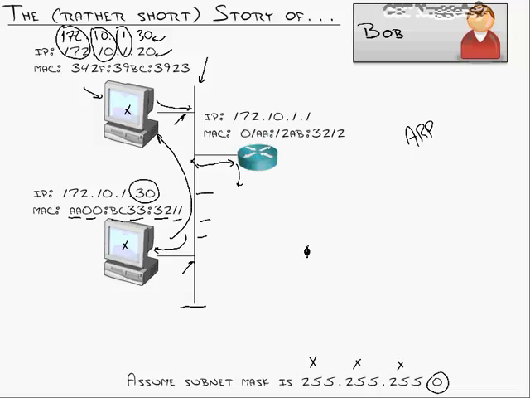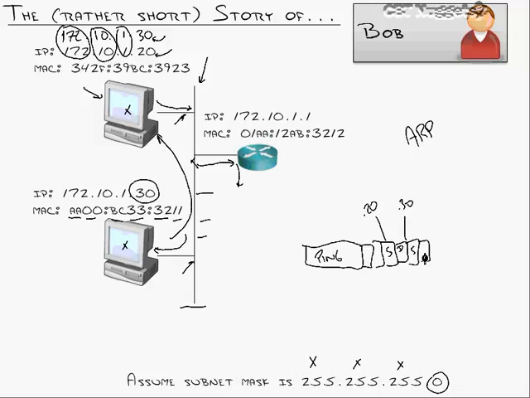If we were to look at the packet, we have the data, that's Bob. It's the ping message saying, hello, are you alive? And then we have the port number information, the source and destination port. We have the source and destination IP address, which is going to be, the source is 172.10.1.20. Destination is .30.